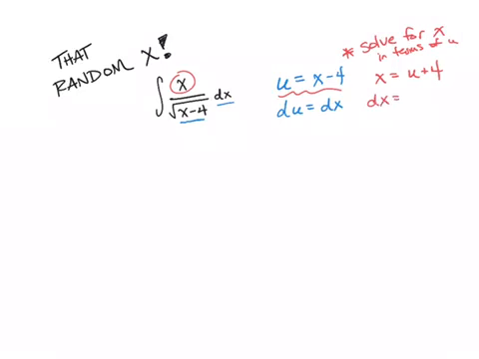So dx, the derivative of x, is going to be du. That's right. So let's rewrite this. Before we even substitute in terms of u's, let's make this integral look a little prettier. It's like saying I've got x multiplied by 1 over square root of x minus 4 dx. Now the fun part: write it in terms of u.